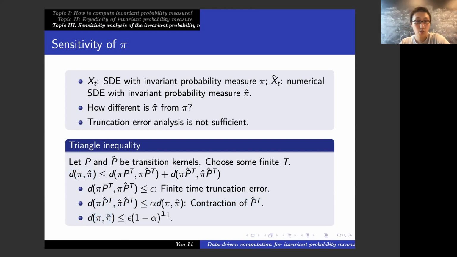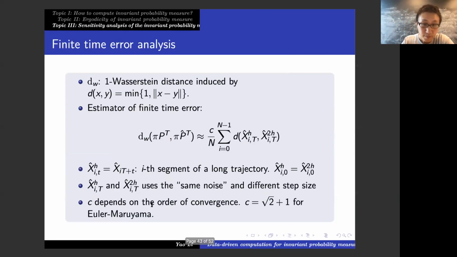So that's why it's really important to get a quantitative estimate of alpha, instead of just saying that I constructed one Lyapunov function and there is a minorization condition such that this alpha is strictly smaller than 1, but sorry, I don't know how small. So you really need a quantitative estimate of alpha. So that's why we need a coupling.